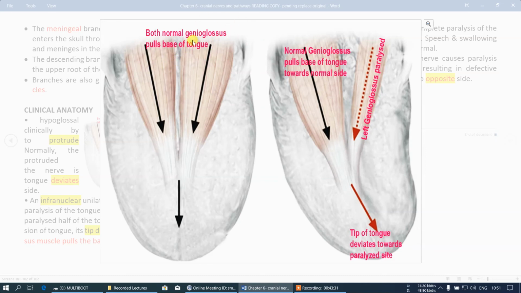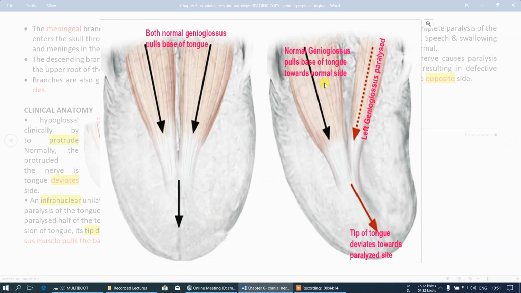You remember, it is only contralateral corticonuclear fibers going to genioglossus. So in normal cases, both right and left side genioglossus will push the tongue outside. So this is anteromedial, this is anteromedial, both are nullifying and there is a net result of protrusion of the tongue. Okay. So this is the base of the tongue pushed out of the mouth by genioglossus. So normally both will nullify the effect and there is a net result of protrusion of the tongue straight forward.